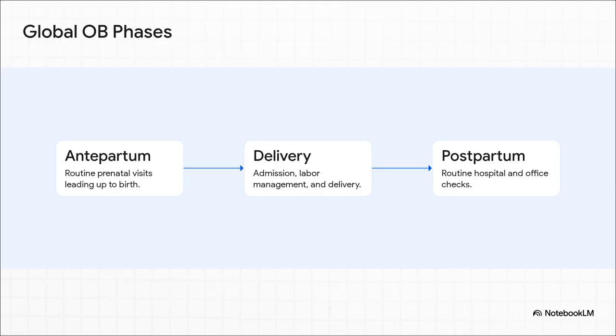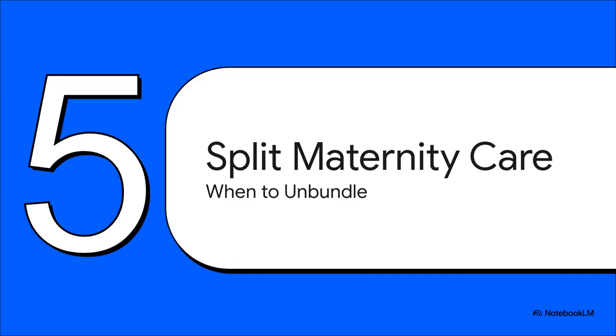So, this global package is broken down into 3 distinct phases. Step 1 is antepartum care. That includes all those standard prenatal visits leading up to the birth. Then, Step 2 is delivery services. This covers admission, managing the labor, and the actual delivery of both the baby and the placenta. Finally, Step 3 is postpartum care, covering routine hospital and office checks for up to 6 weeks post-delivery. Just as an example, code 59400 covers this entire shebang for a vaginal delivery, while 59510 is your go-to for a cesarean. But of course, things don't always go exactly to plan.